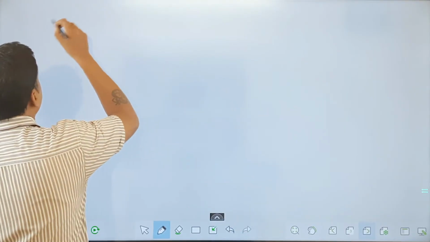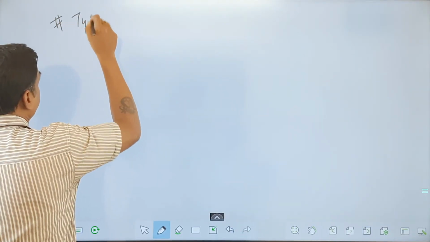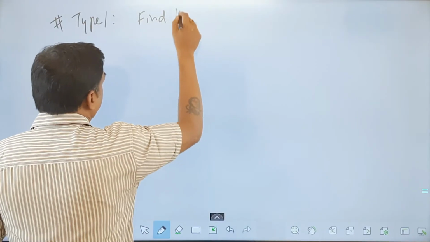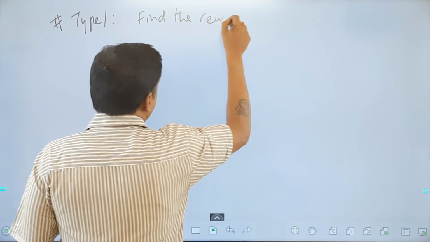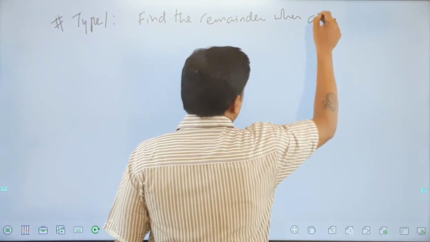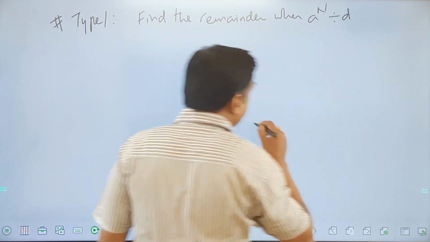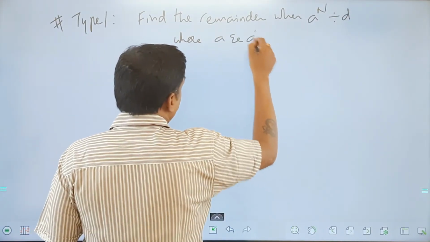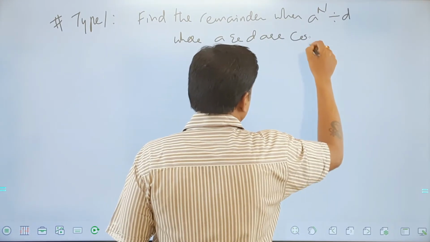So let's start here. Type 1 questions. What is type 1 questions? The question is: find the remainder when a to the power of n is divided by d, where a and d are co-primes.